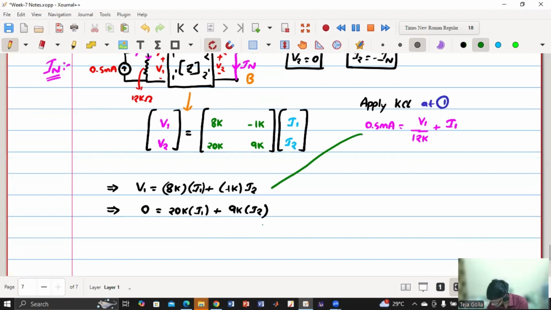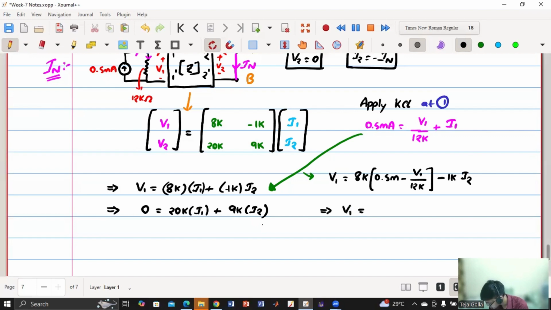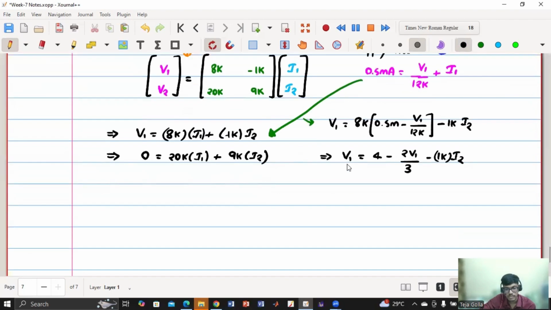Now first I will substitute this in this expression. So from this what will I get? I'll get V1 equals 8K into what is I1? 0.5 milli minus V1 by 12K, I'm removing units, plus minus 1K into I2. Simple. So now what will I get? I'll get V1 equals 4 minus 2V1 by 3 minus 1K into I2. Simple.